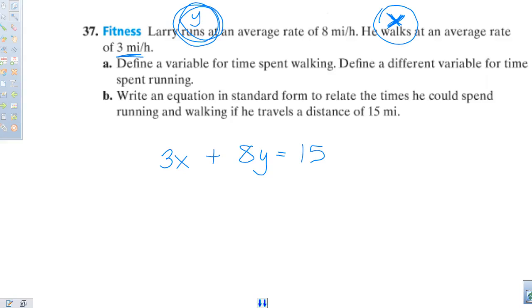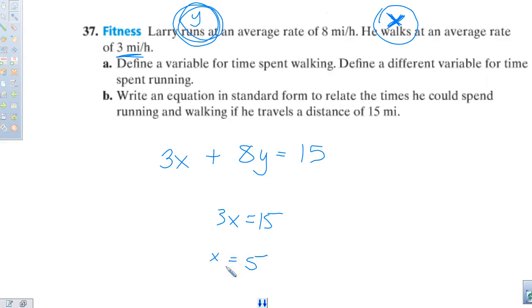Now, what this equation means, I do want to spend a little bit of time explaining this, is let's say Larry decides he is only going to walk. That's all he's going to do. He's not going to run. So because he's not running, I don't really need this 8y. So I have 3x is equal to 15. So what would x have to be equal to? It'd have to be 5, right? He would have to walk for 5 hours in order to go those 15 miles.